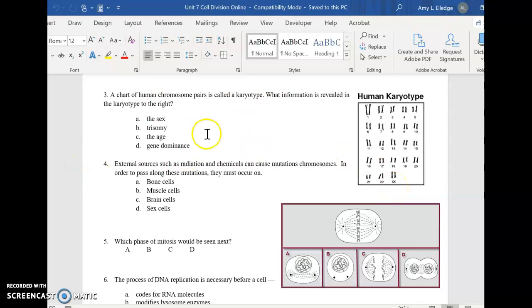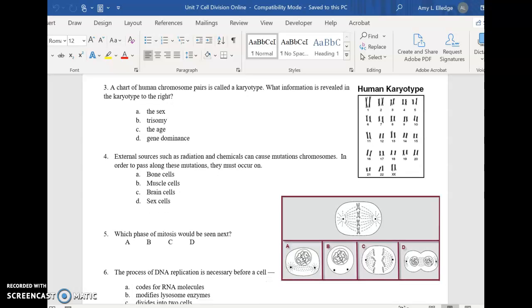So they don't have whether there's a disorder on here, but your sex, they sure can. You could tell if there's a trisomy, but this individual does not have one. So from this karyotype, you definitely could not tell that. And the age, nope, can't tell how old they are or which genes are dominant. Can't look at that from a karyotype.